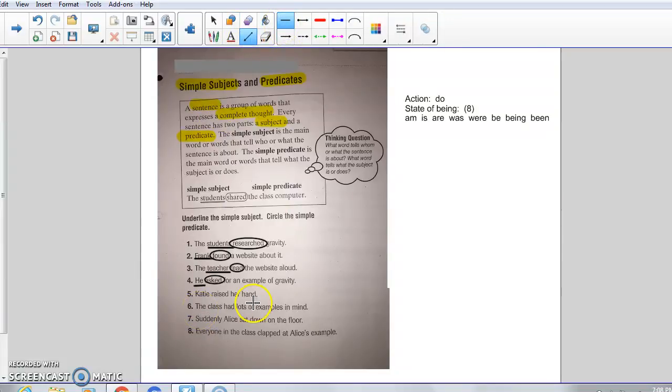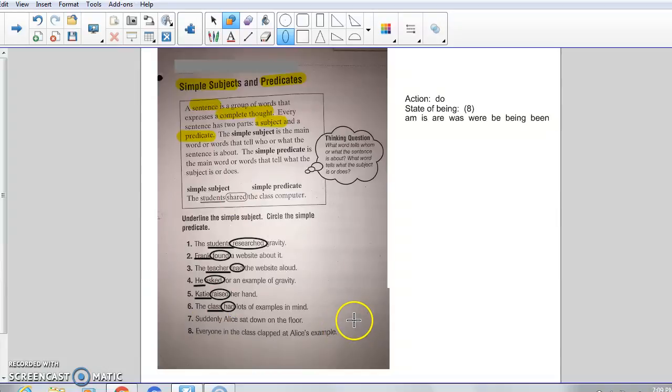Katie's a person. Hand is a thing. Which one's doing something? Katie. What did she do? She raised her hand. There's your predicate. It is a complete thought, independent clause. The class had lots of examples in mind. Class is a noun, it's a thing. Examples are things. Mind is a thing. Believe it or not. All right, which one actually did something here? That would be the class. What did they do? They had lots of examples in mind. You can actually have something. It is a complete thought, independent clause. It is a sentence.